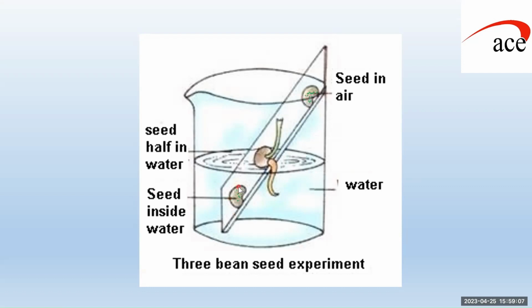The seed that is inside the water would probably germinate, but the germination would be very, very limited. This is because it is getting water as well as some amount of oxygen from it. However, the oxygen supply would eventually run out and germination would not be very significant. So therefore, the significant germination is seen in a seed that is halfway in water and halfway in air.